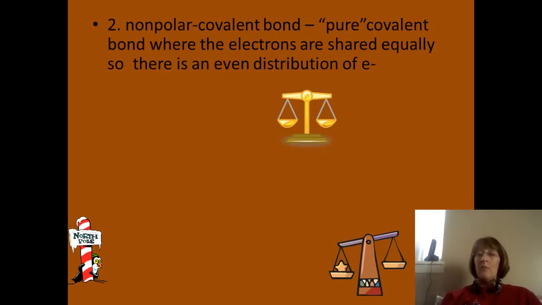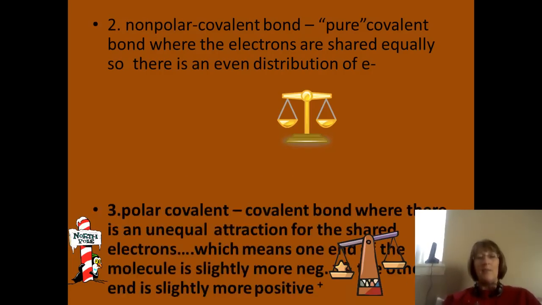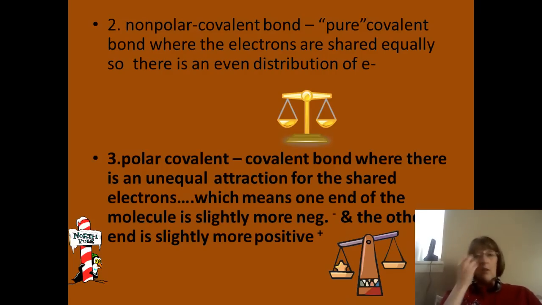Non-polar covalent compound means it's pure covalent, absolutely perfectly, beautifully shared. We're going to pretend there are no gray areas here. There's a nice, even distribution of electrons. It's balanced out. Polar covalent compounds, on the other hand, are where the electrons aren't equally shared. So there's an unequal attraction for the electrons that are supposed to be shared, which means one end of the molecule is slightly positive and one end is slightly negative. Oh, look, you see the North Pole. I wonder why. There's a picture of a little North Pole sign on there.